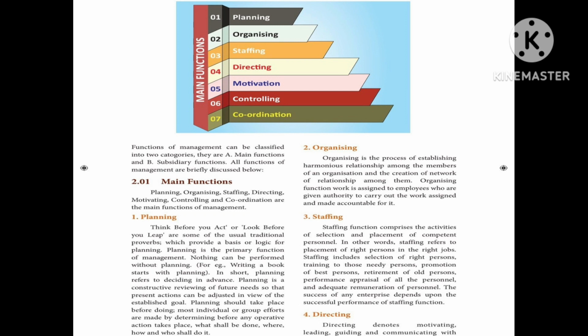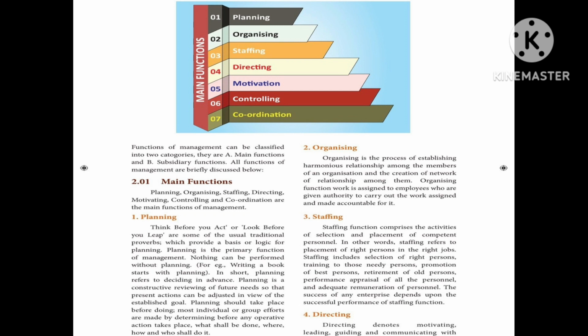Planning is a constructive reviewing of future needs so that present actions can be adjusted in view of the established goal. Planning should take place before doing. Most individual or group efforts are made by determining before any operative action takes place what shall be done, where, how, and who shall do it. 2. Organizing. Organizing is the process of establishing harmonious relationship among the members of an organization and the creation of a network of relationship among them.